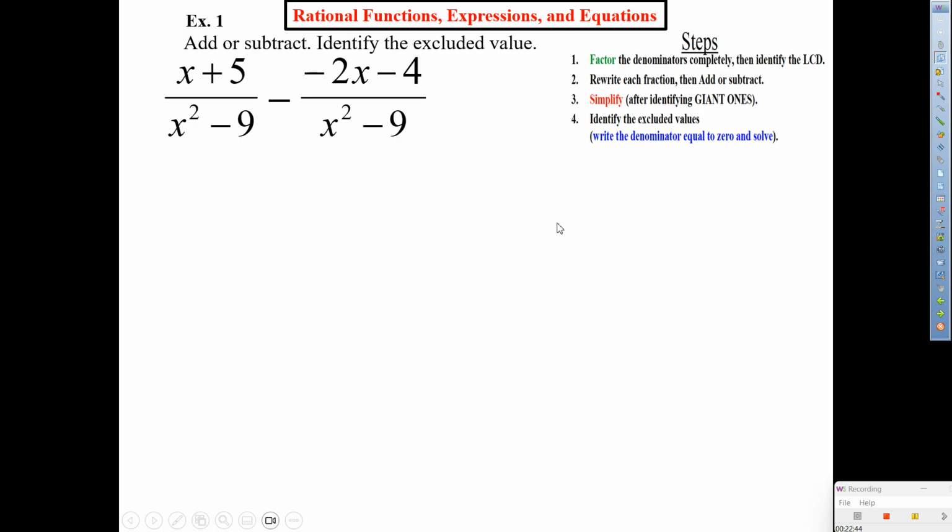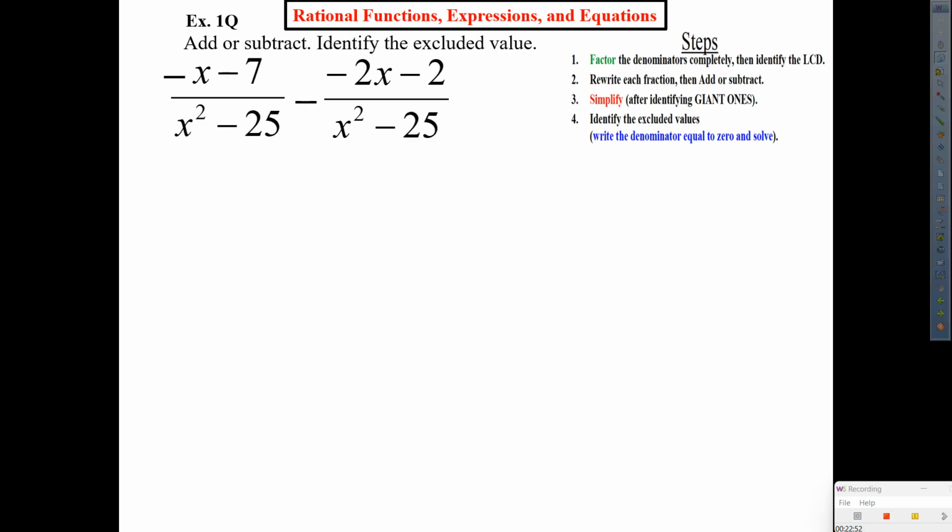Copy this one. Example 1Q, negative x minus 7 over x squared minus 25 minus negative 2x minus 2 over x squared minus 25. You should be able to do that one on your own all the way. Very similar to the one we just did. I sent you the screen so you can send me your work. And once again, if you have any questions, ask Joseph. He's got it. All right, go. Check your work with your neighbors to make sure they got it. Help them finish if they get stuck.